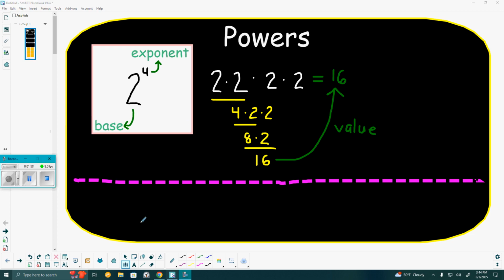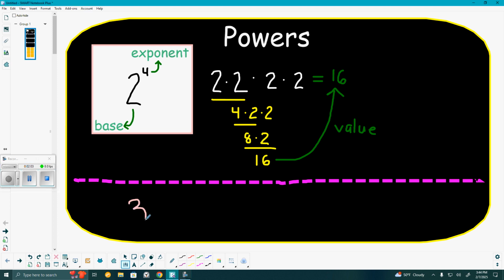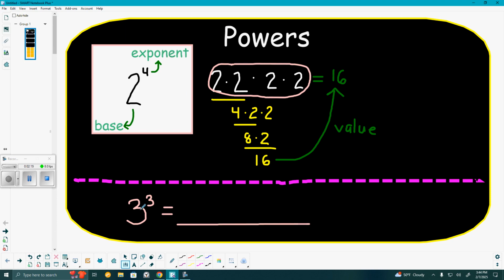Let's do an example together. Let's say we have 3 to the 3rd power. I want to write out the expanded form. Expanded form is when we do the multiplication problem that represents the power. So here, 3 is the number being multiplied. And because my exponent is 3, I will multiply my base 3 times. 1, 2, 3.